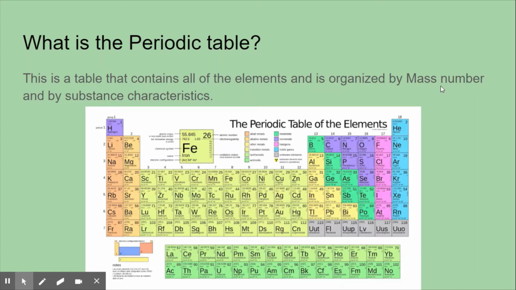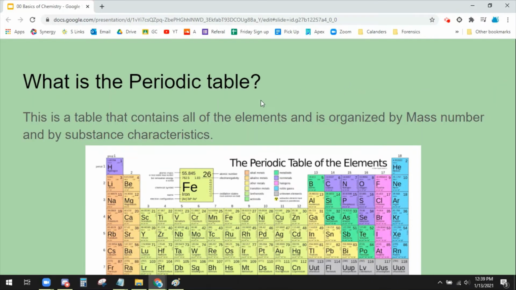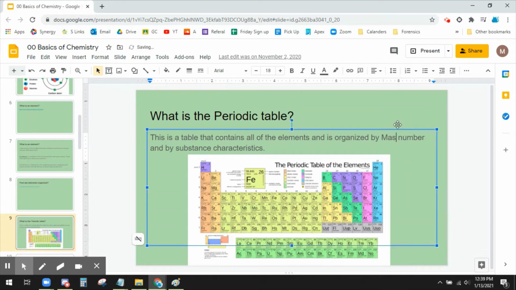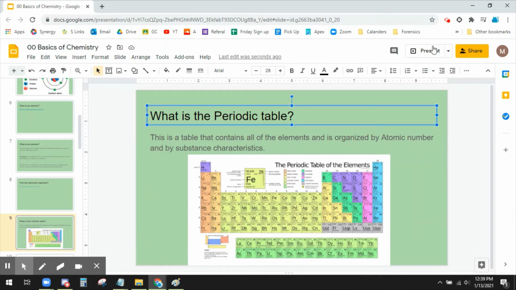If we remember, mass number is the amount of, well, that's actually wrong, sorry. That should be atomic number and not mass number. And I'll talk about that here in a second. I'm actually going to fix that on the fly so that there are no misunderstandings. So this is atomic number and substance characteristics.